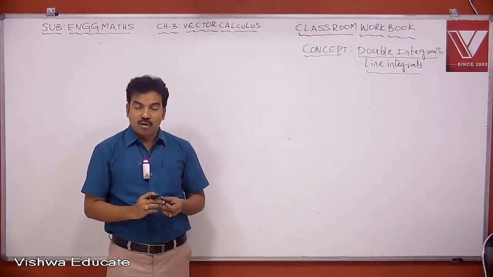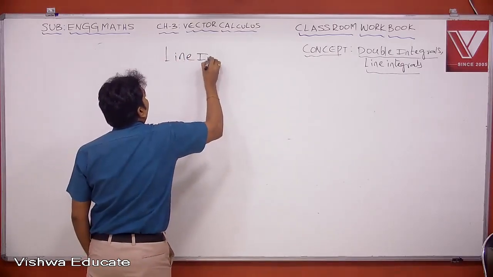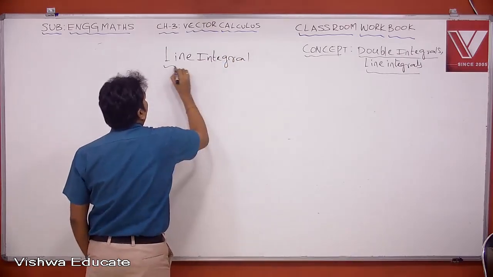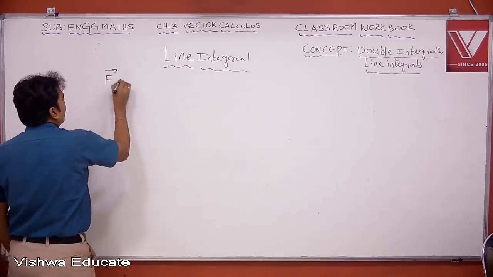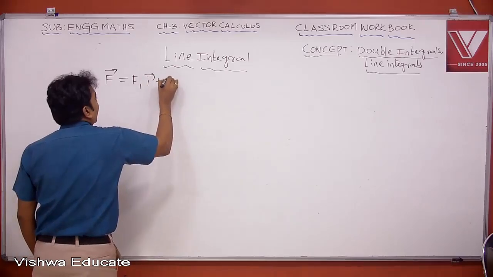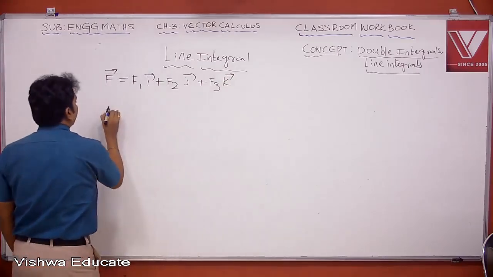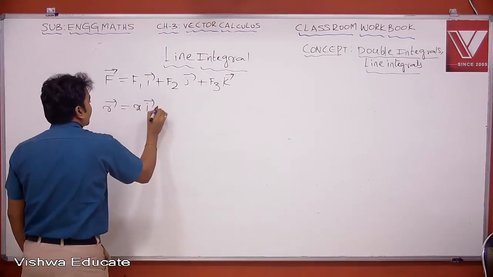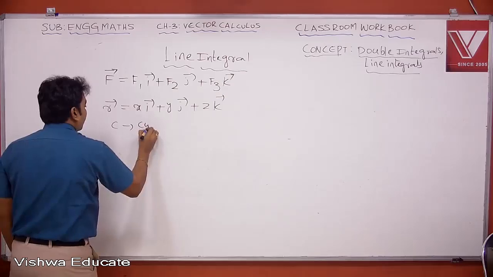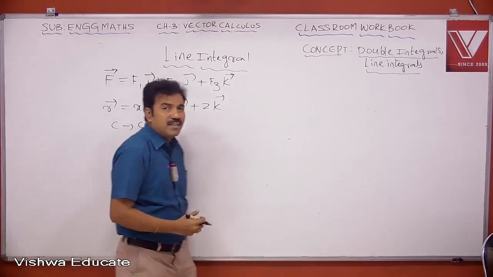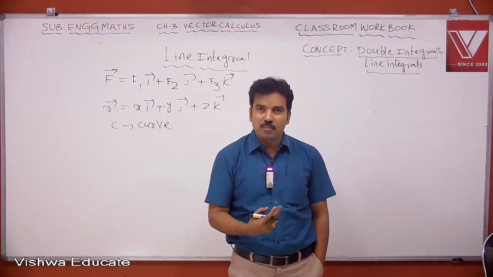Now we start the concept of line integral. Very, very important concept. Suppose we have a vector f bar which is given by f1 i bar plus f2 j bar plus f3 k bar. So this is my general vector f bar. Suppose R is a standard position vector which is given by xi bar plus yj bar plus zk bar, and C is any curve. Any curve means it can be a square, it can be a circle, or it can be a rectangle or a line joining two three-dimensional points, etc.